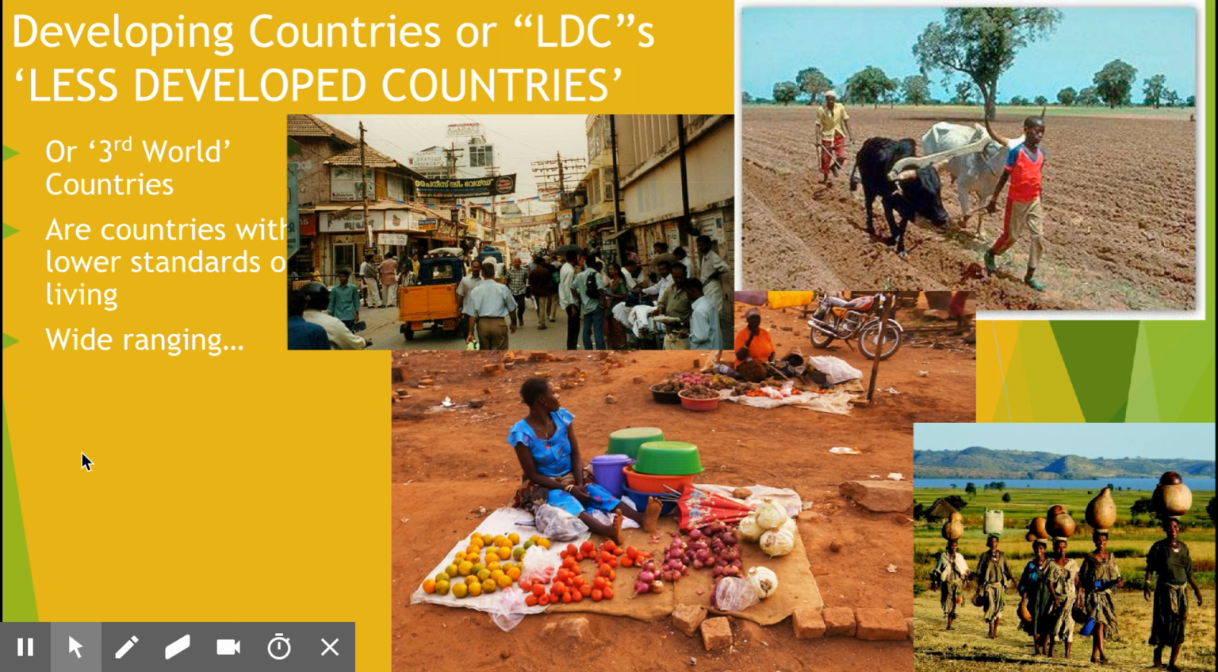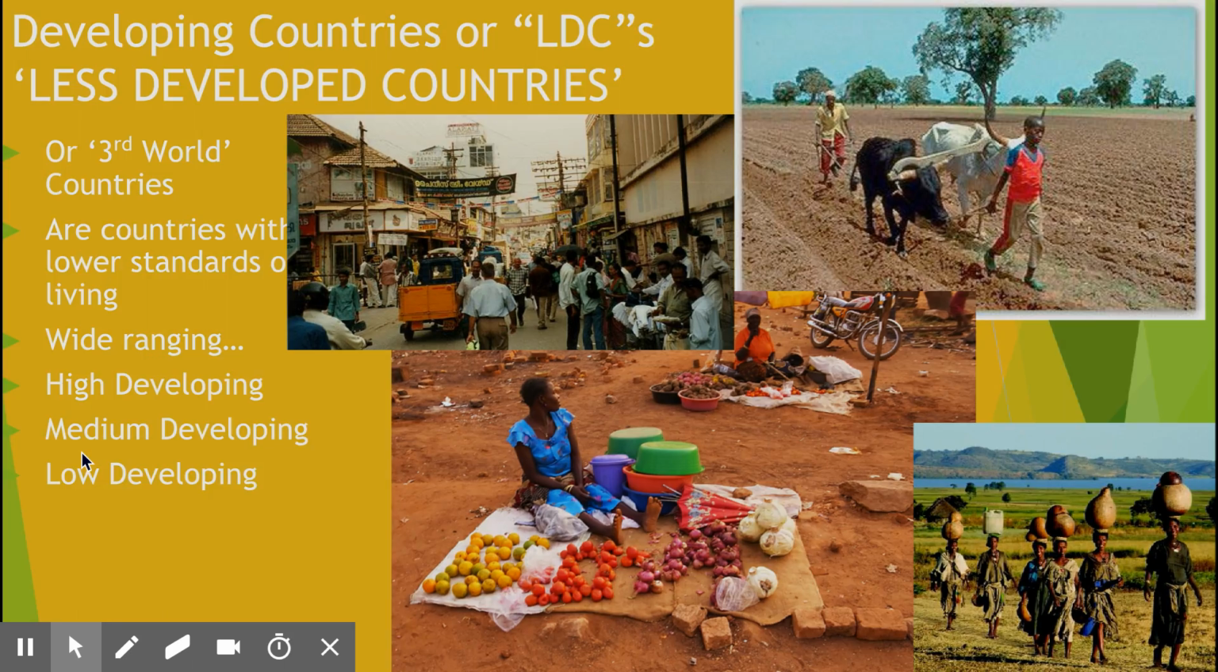And they're wide ranging. It could be anywhere from people are literally starving to death in the streets to just people have to work crazy hard or kids don't get an education, something like that. They can be high developing, meaning they're on the route to being a higher developed country and just not there. They can be medium developing, meaning they're increasing at a good rate. And then they could be low developing, which essentially means they're not really making any changes.